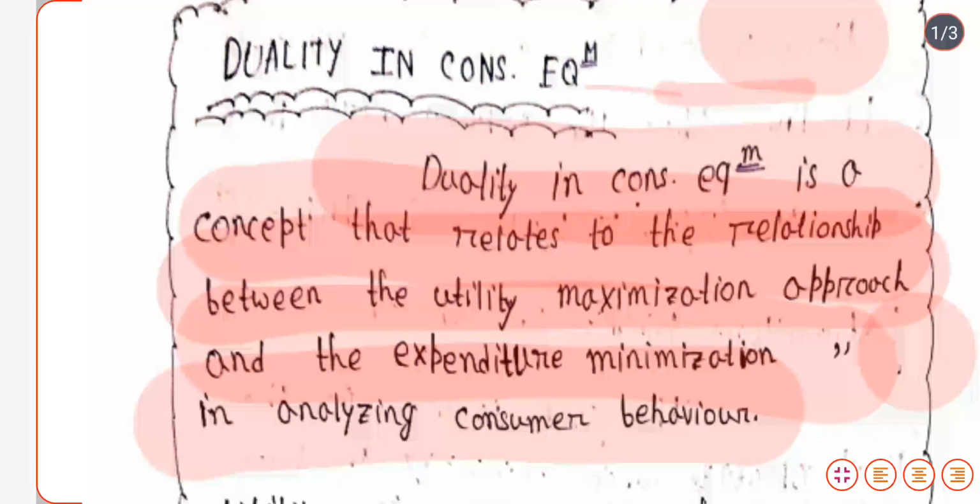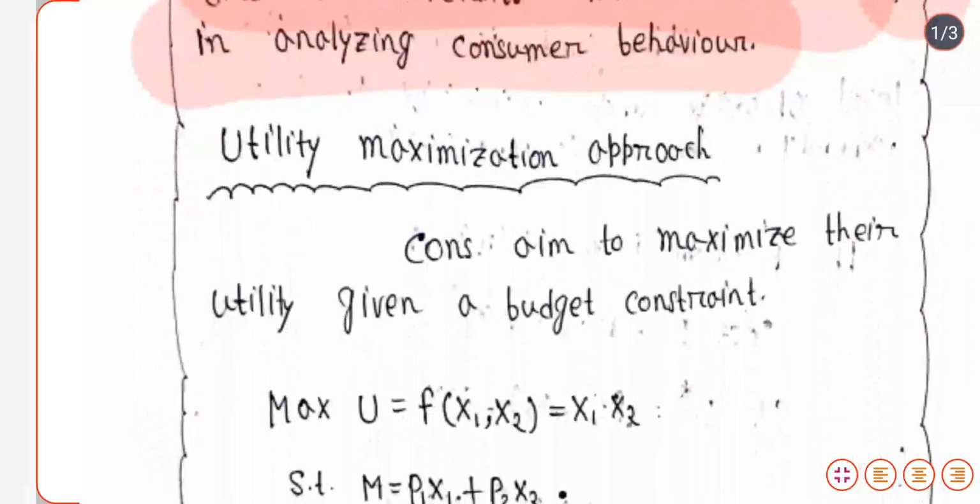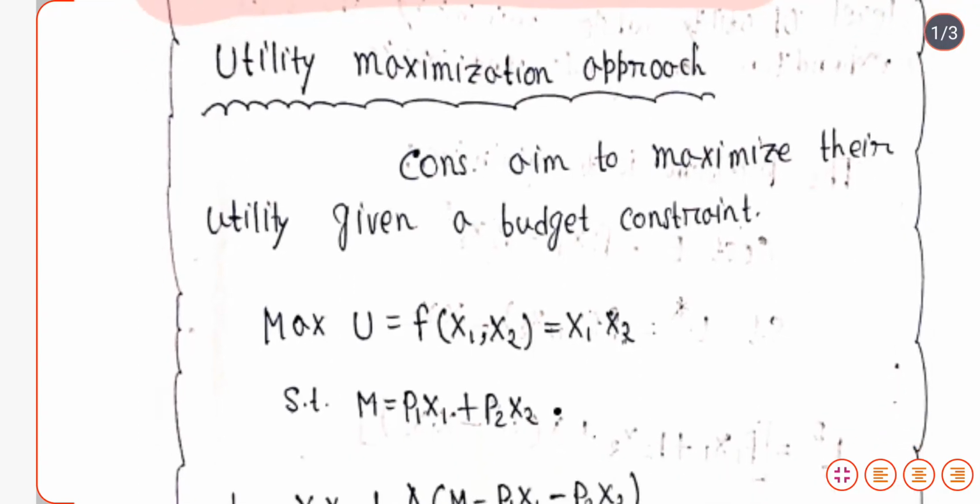Now, at first we will go with the utility maximization approach, then we will go with the cost minimization approach. What is the utility maximization approach? It is basically trying to maximize your utility within the limited income or limited budget that you have. So the consumer always aims to maximize their utility within a limited income or within a given budget constraint that they have.